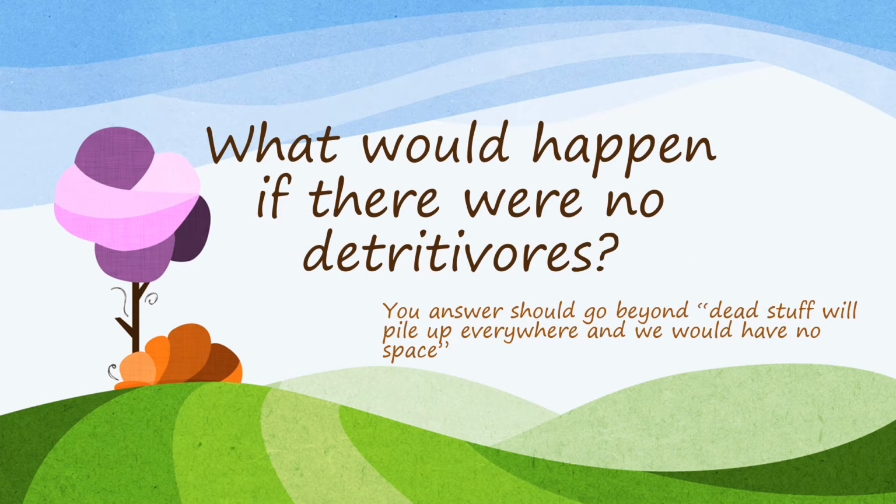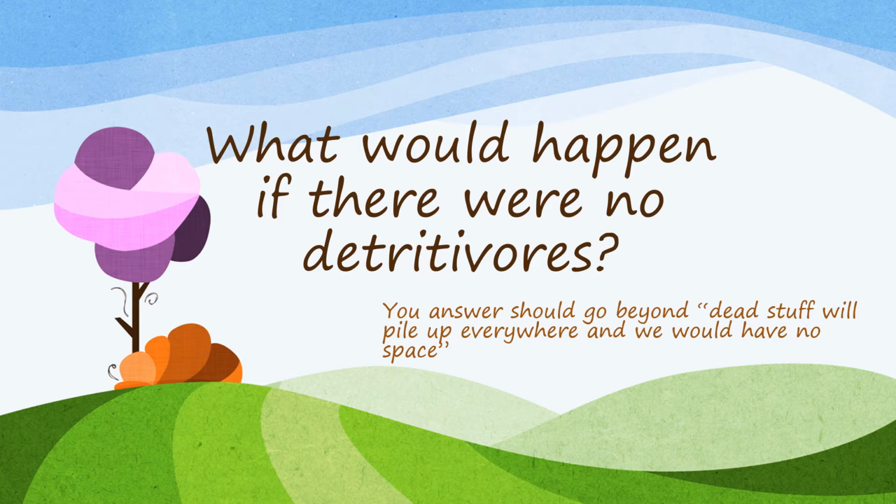So pause the video and answer this question. What would happen if there were no detritivores? What would happen if there were no decomposers? And I don't want the answer to be, oh, well, dead stuff will pile up everywhere. Really think about this one. What would the Earth look like if we didn't have detritivores to cycle nutrients back into the ecosystem? So pause the video, and when you're done, go ahead and start it back up again.